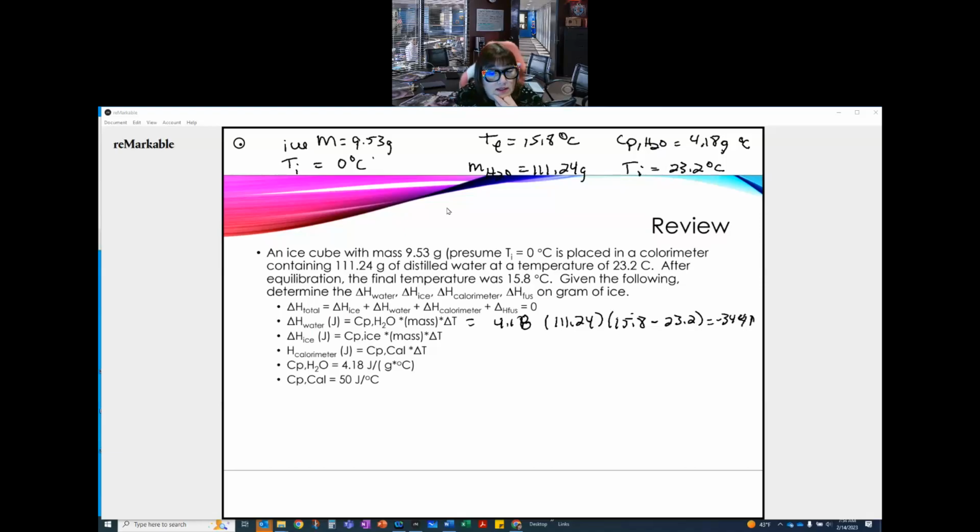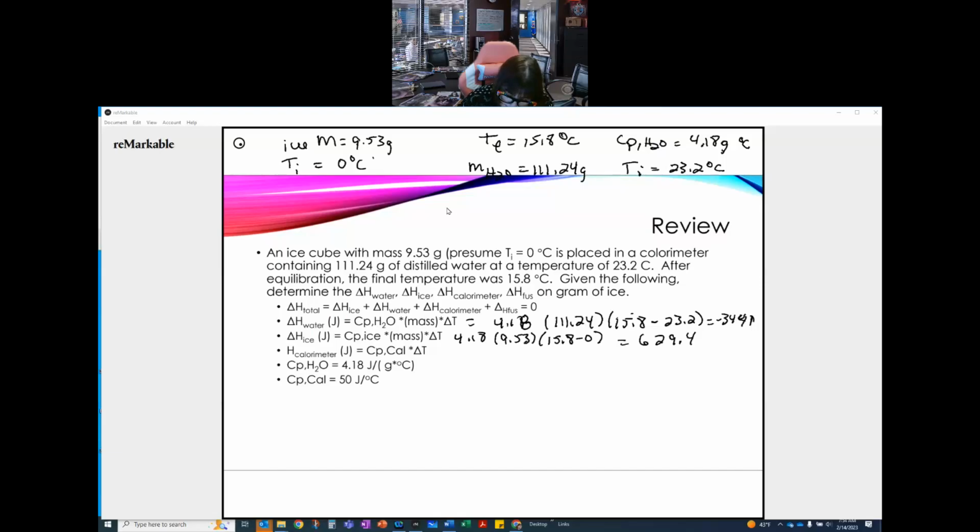I can do the same thing to calculate that for ice. And of course, the Cp for the ice is actually going to be the same value. So that's that 4.18. We're going to be looking at the mass, 9.53 grams. And my delta T here, final minus initial, 15.8 minus 0. 4.18 times 9.53 times 15.8. That's 629.4.